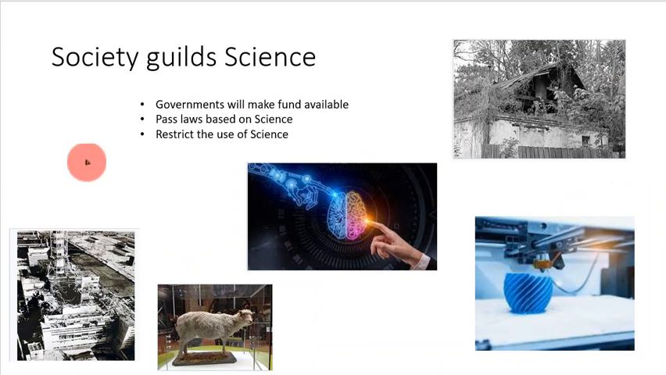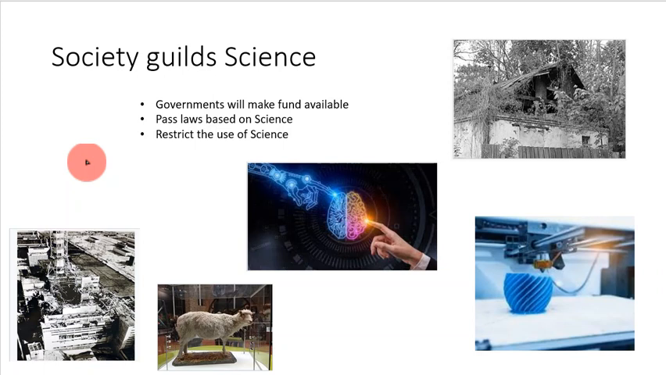Now, it's a two-way system as well. So there have to be checks in place. So society guides science. Governments will make funds available. This is a huge thing if I'm a scientist and I want to research a particular area. The government may give me a grant and give me money and funding so that I can go ahead and start to carry out some of the research that I want to carry out.